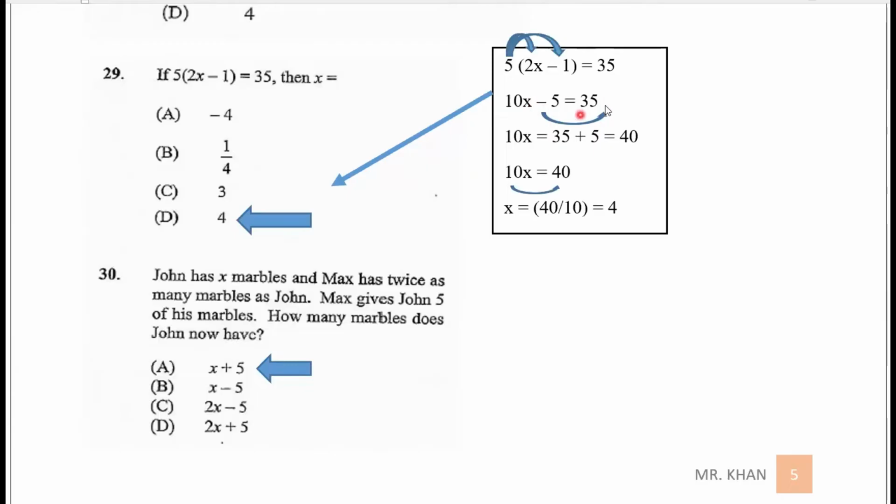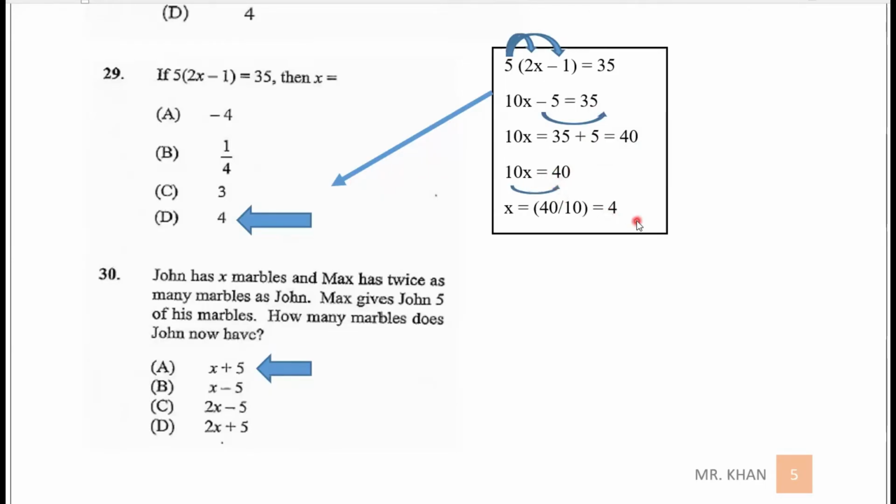And then minus 5 when it goes across an equal sign, we know the operation changes to the opposite. Opposite of minus is plus. So 35 add 5 will give me what? 40. So 10x is 40. And then I could divide that 40 by 10 to give me 4.